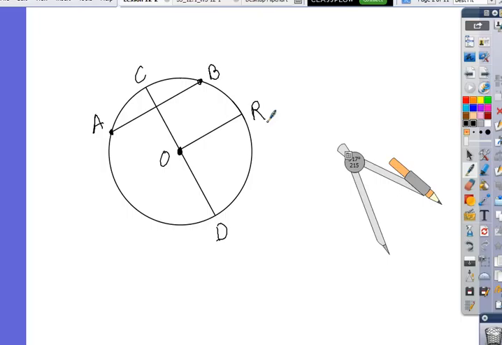All right, so we know what a chord is. A chord is any line segment that will connect two points of the circle. And it could go through the center, doesn't have to go through the center. All right?